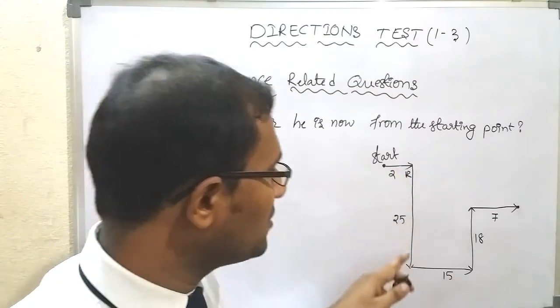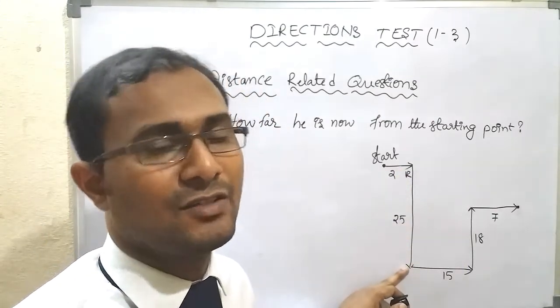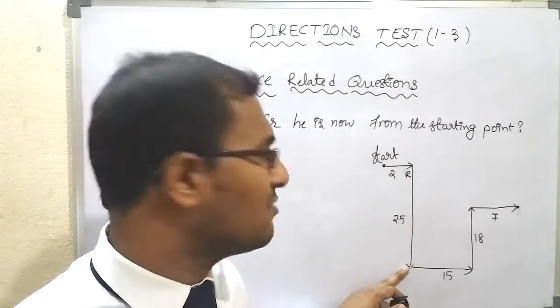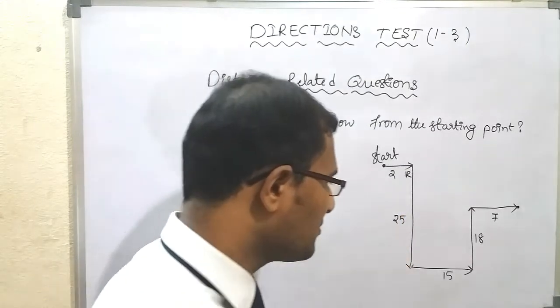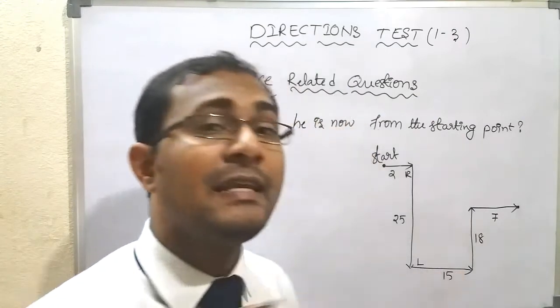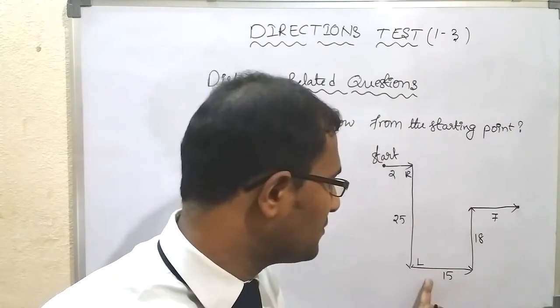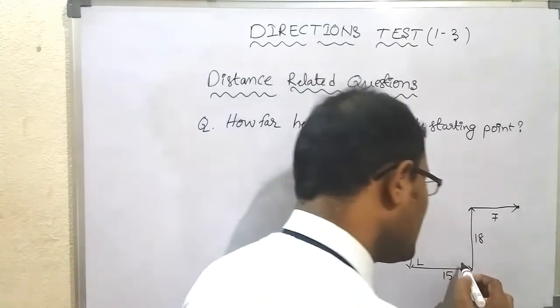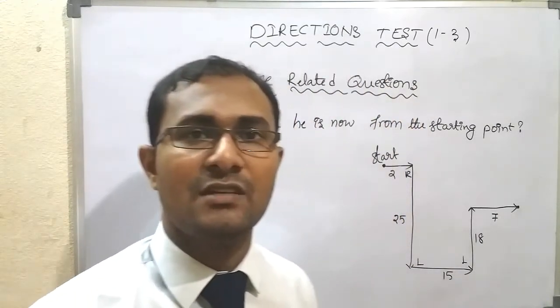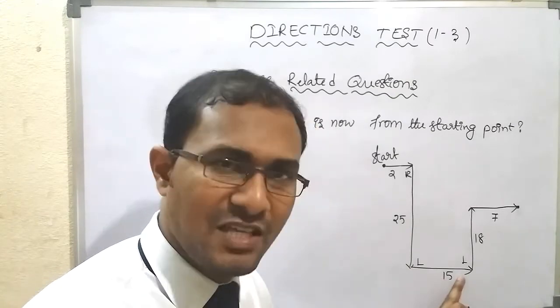And after taking a right turn, he covers 25 kilometers. Now the person is moving in the south direction. Okay, after covering 25 kilometers, he took a left turn and covered 15 kilometers. After covering 15 kilometers, he again took a left turn. Okay, so now this person is moving in the east direction.